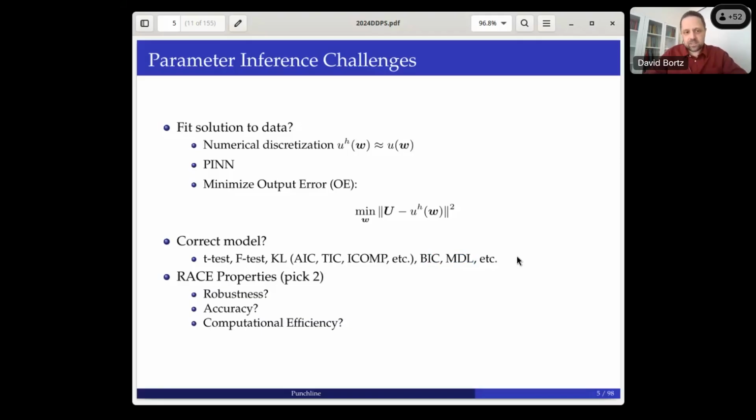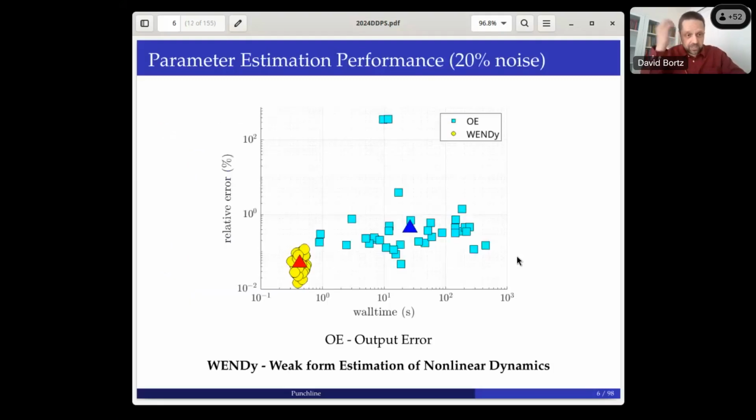One of the things that's been fascinating about this is that there are ways in which we're getting all three of these. And here's the example I'm going to show. With that Kuramoto-Sivashinsky equation, along this axis is the wall time to do a parameter estimation. Along the vertical axis is the relative error of the vector, so the norm of the error, basically. And this is with 20% noise on a spatiotemporal chaotic PDE.